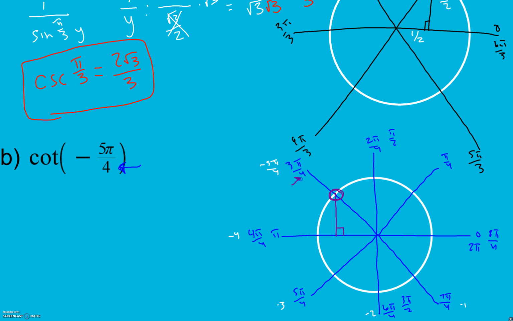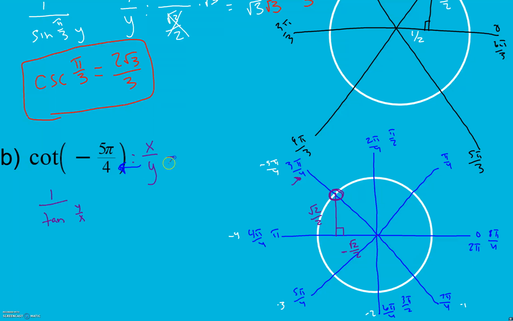Since it's over 4, we know that they're 45, 45, 90 degrees. So square root of 2 over 2, square root of 2 over 2 are the sides of my triangle. But remember, our x here is negative because we went to the left of the origin. So cotangent is the reciprocal of tangent. And tangent is y over x, so cotangent is x over y.